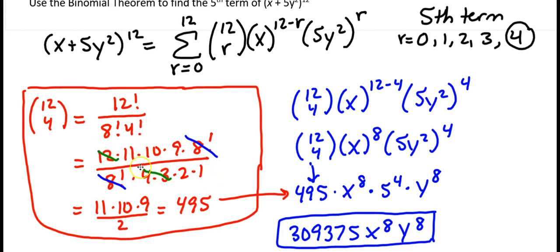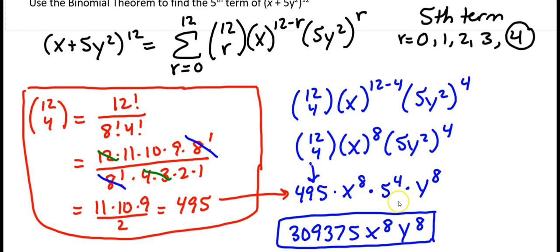4 times 3 is 12, so I can just eliminate that right away. Now I have 11 times 10 times 9 divided by 2. That's 495. There we go. But don't forget there's this 5 to the 4th over here too. Now, had you done Pascal's triangle, one of the coefficients in the triangle would have been 495. So you'd end up having to do quite a lot of work to get down. This is really faster to use the formula for the binomial coefficient.